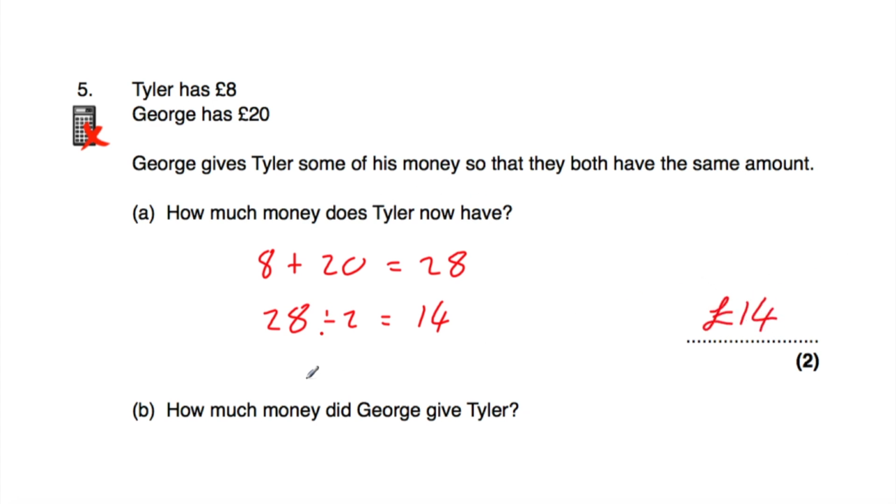And then part B says, how much money did George give Tyler? Well, George has £20. He's now got £14 because they both have £14.